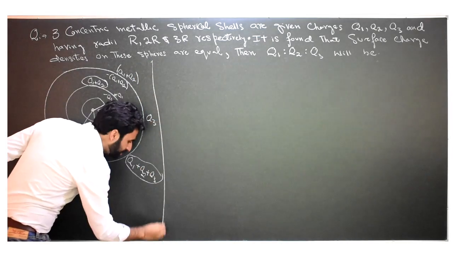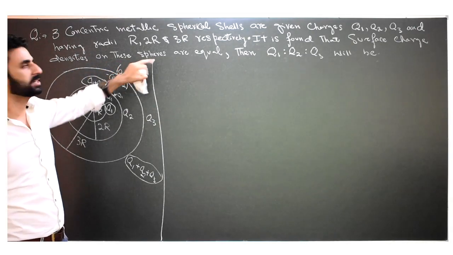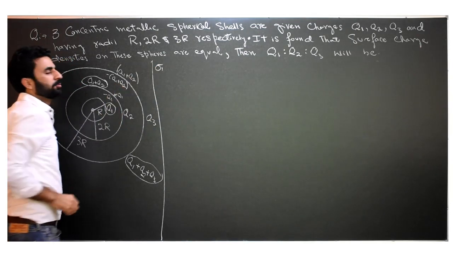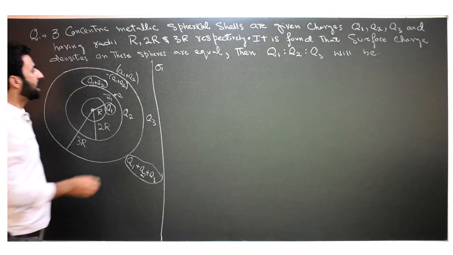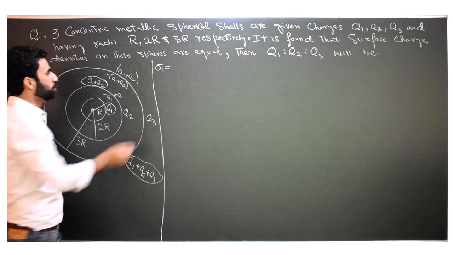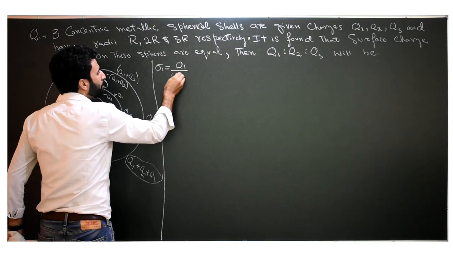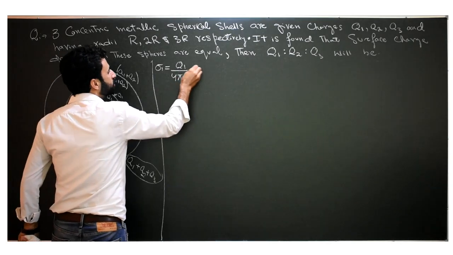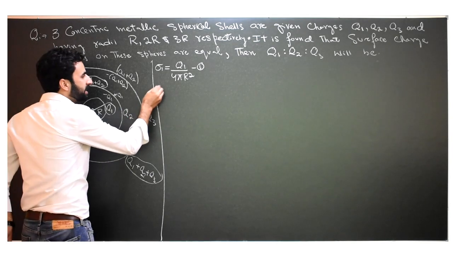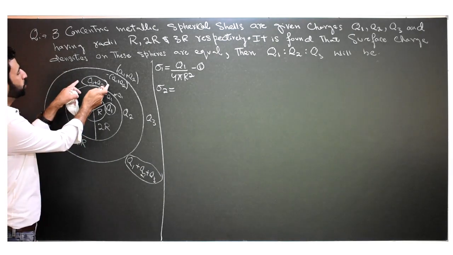Then, in the question we are given that the surface charge densities on these spheres are equal. Now, what about the surface charge density sigma 1 of the first shell? Surface charge density is charge divided by area. So it is charge q1 divided by the surface area, 4 pi r square. Let's call this 1. Similarly, the surface charge density of the second shell. What is the charge on the second shell? q1 plus q2.